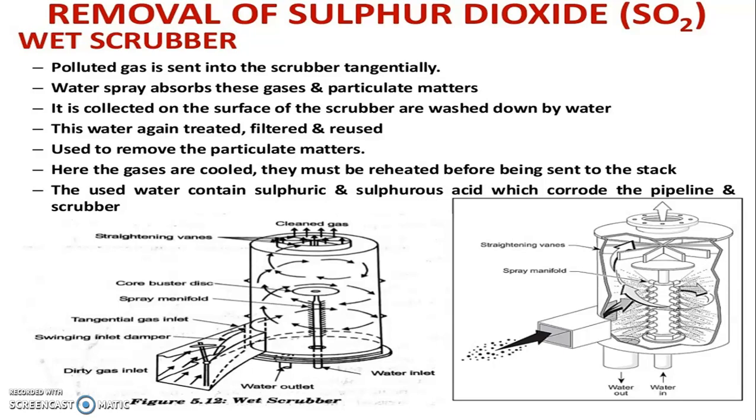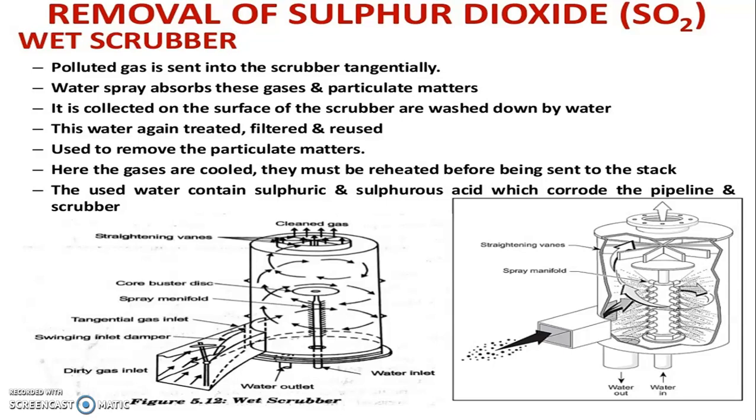It is used to remove the particulate matter. Here the gases are cooled, and they must be reheated before being sent to the stack. The used water contains sulfuric and sulfurous acid, which corrode the pipeline and scrubber. So this is the schematic diagram of the wet scrubber.